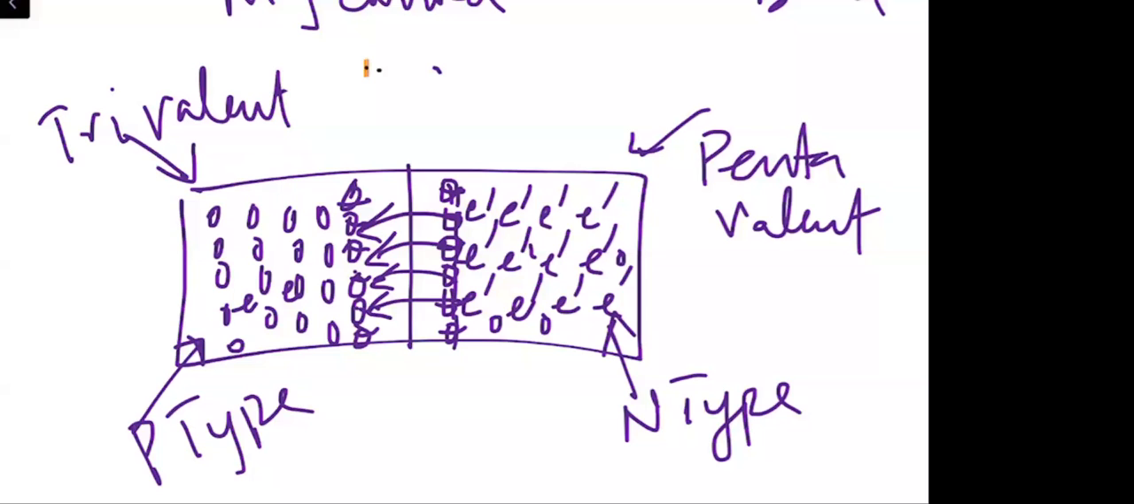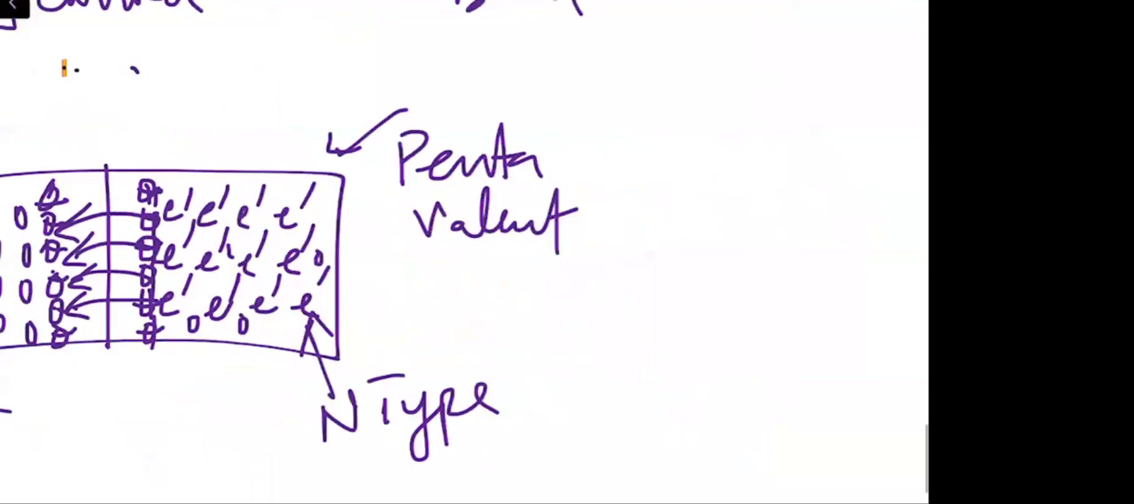Whenever the electron moves from the n side to the p side, on the n side the positive ions will be created. On the p side, negative ions will be created. Now, let's take a look at the band level, what is happening.